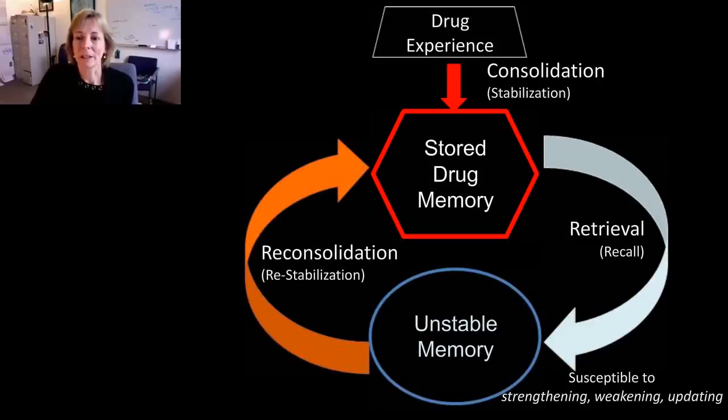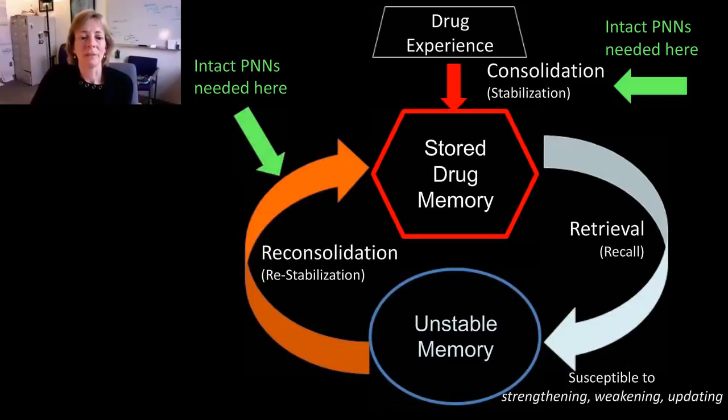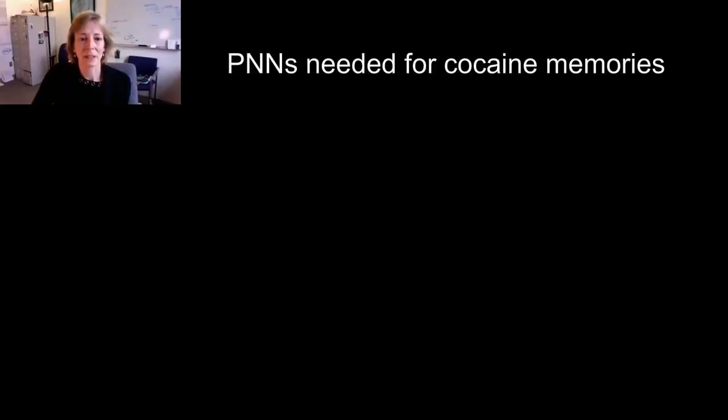So in summary then of these data, we believe that for the consolidation process of this cocaine-associated memory, we need intact perineuronal nets, and we also need them for the reconsolidation process to occur. So that's what I've shown here.